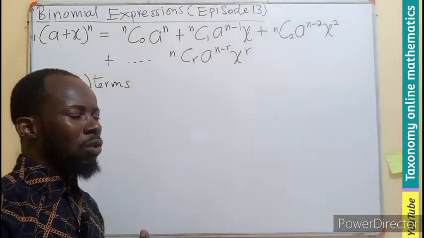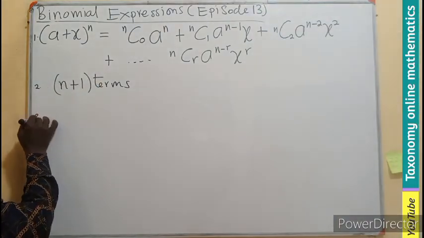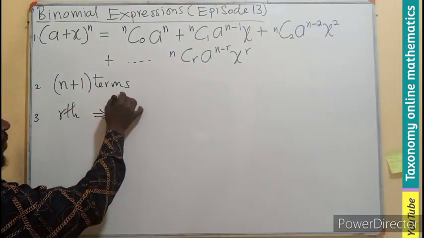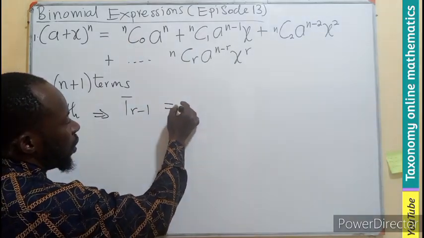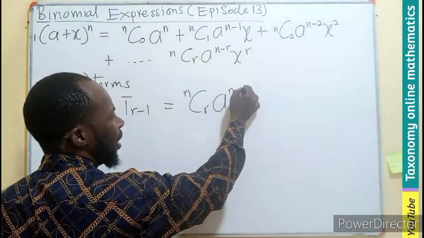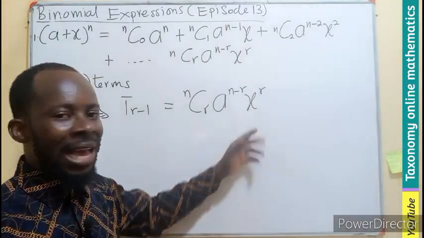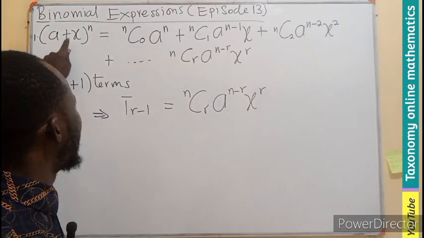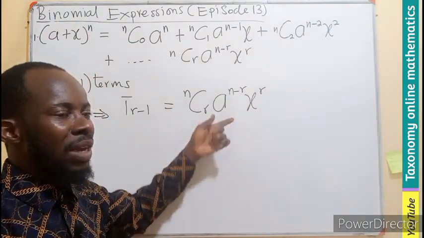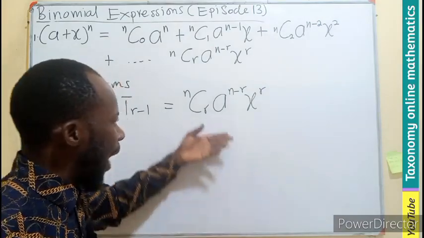Then if I'm looking for a specific term in the expansion, I can say that if I'm using r as the term, the (r+1)th term is given by nCr a^(n-r) x^r. Don't forget the a and x are only in place of the first term and second term. It could be any number, any value, any variable. So if I'm looking for a specific term or a specific coefficient in a term, I go for this.